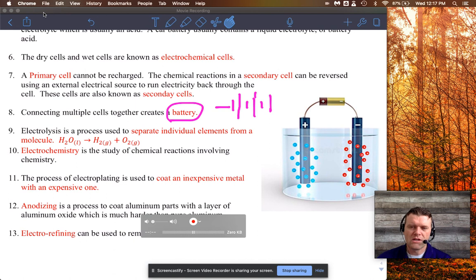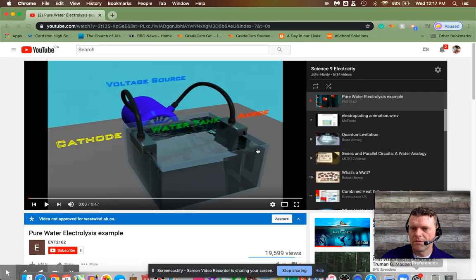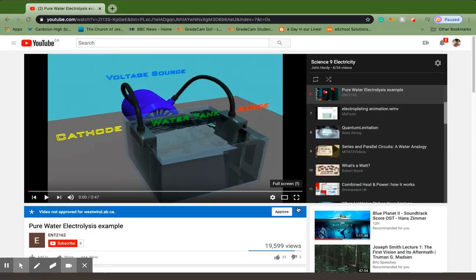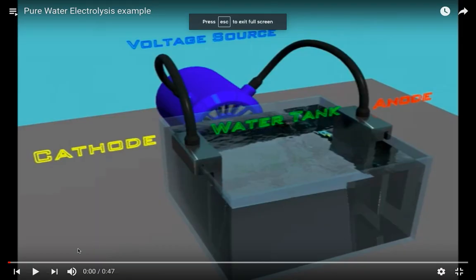Okay, so to finish off, there's a couple of applications of electricity that we can use connected with chemistry. And yes, we call that electrochemistry. That's number 10. But you should know these terms. Number 9 is electrolysis. It's a process where we use electricity to separate individual elements from a molecule. And I'm going to attempt to show you this here. Let me see if I can pull this up. So if you can see on my screen here, this is electrolysis.